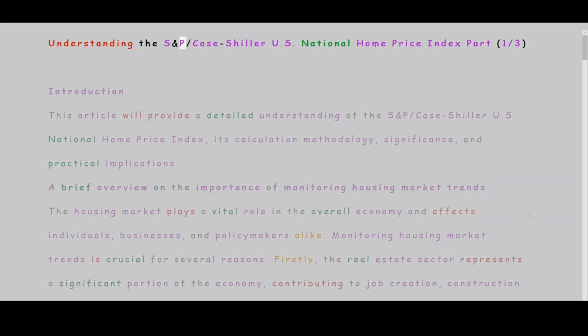Understanding the S&P/Case-Shiller U.S. National Home Price Index, Part 1 of 3. Introduction. This article will provide a detailed understanding of the S&P/Case-Shiller U.S. National Home Price Index, its calculation methodology, significance, and practical implications. A brief overview on the importance of monitoring housing market trends.